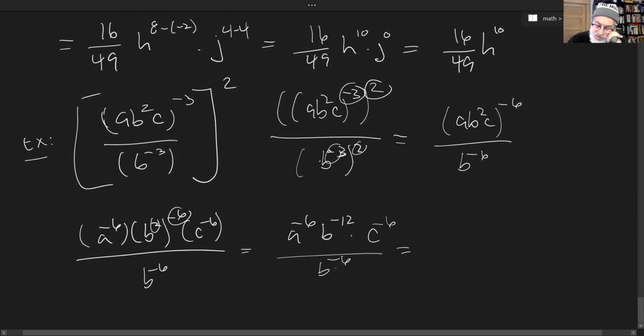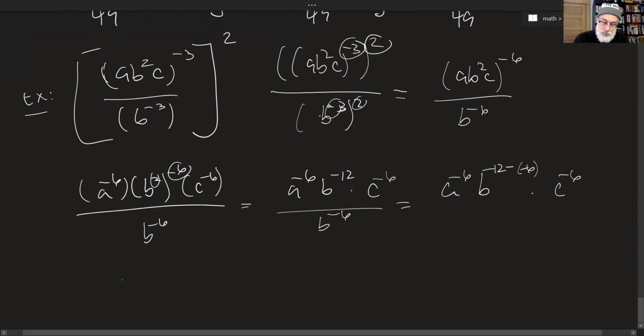Now I have the same base b, so let's do that. We know that we subtract the denominator base power from the numerator, and then we have this. So again, a to the negative 6 times b, we're going to have b to the negative 12 minus negative 6, which is negative 12 plus 6, which is negative 6, and c to the negative 6.